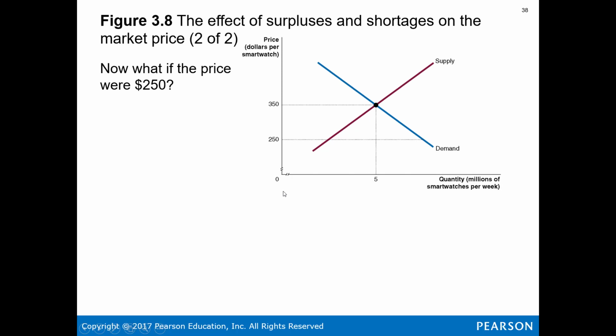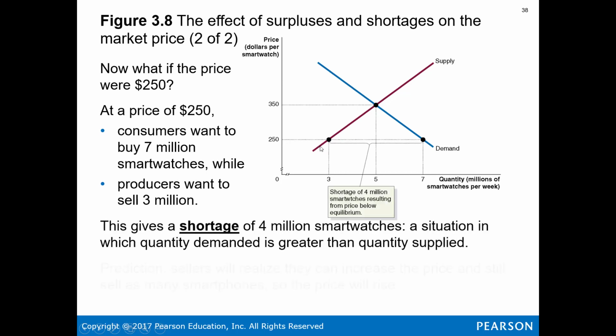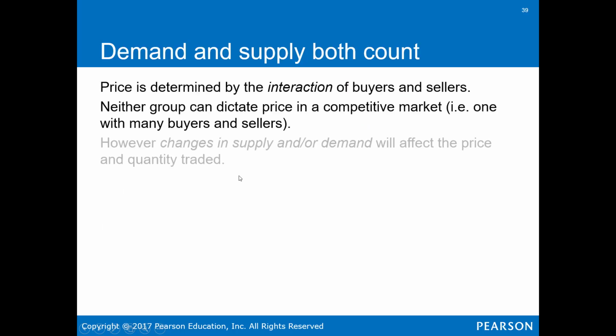What if it was $250? At $250, consumers want to buy 7 million and suppliers want to produce 3 million. This produces a shortage. Sellers will realize they can increase the price and still sell as many smartwatches, and so the price will rise. So they'll basically increase the price until they get to market equilibrium.